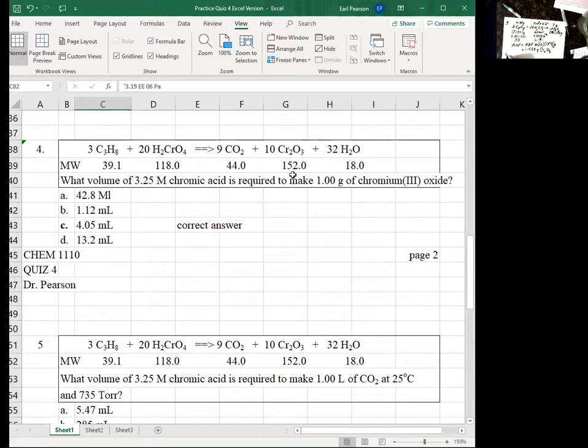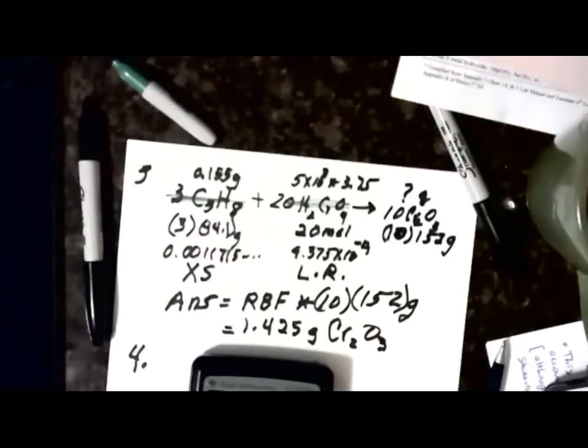This one's going to be number 4. So what it says, as you can read with me, it's the same reaction and the same data is given, but this time we want to know what volume of 3.25 molar chromic acid is required to make 1 gram of that compound, chromium 3 oxide.